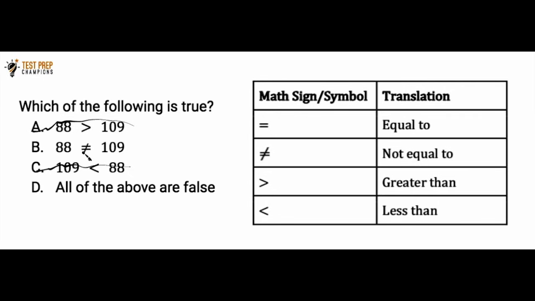Now B would read as 88 does not equal 109, which is true. So B is the right answer here. And like I said, if you had trouble with this, don't worry about it for right now. We're just practicing. Definitely study this table that I have on the screen, and then when you're ready, we'll go on to the next question.